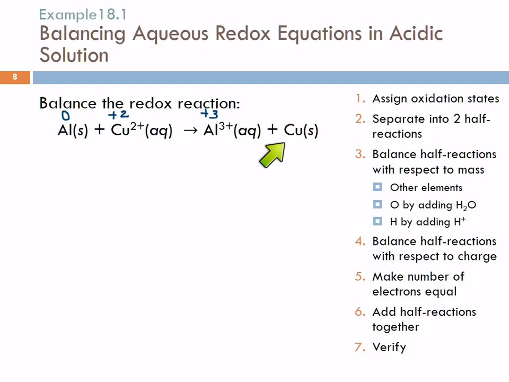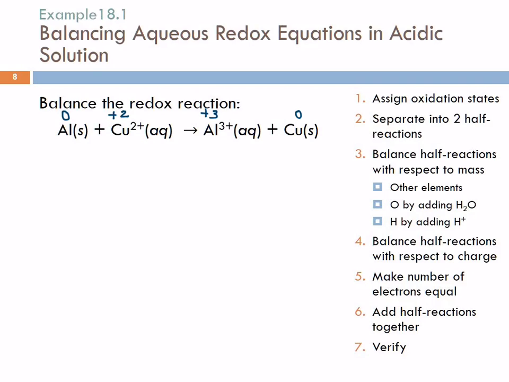And how about on copper? 0. Now we're going to separate this into two half reactions. So the aluminum is going up in oxidation state. It's being oxidized. The copper is decreasing, or being reduced, in oxidation number, and so that's the reduction.